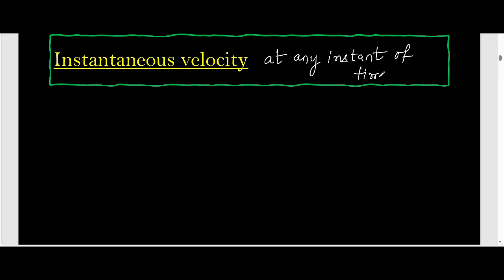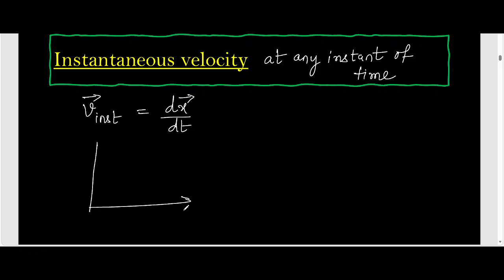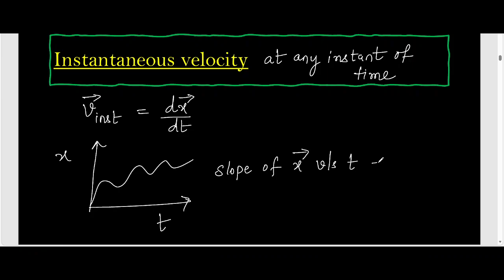And how do we find this instantaneous velocity? So V instantaneous is equal to dx upon dt. That means you have to differentiate displacement with respect to time. First, suppose if I take a graph between displacement and time, we got some graph like this. Then what will be the slope of this graph? Slope of displacement versus time will give you instantaneous velocity.